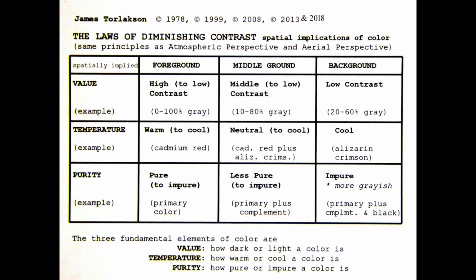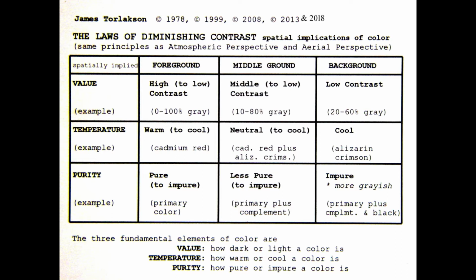Purity, which I've talked a bit about, is something you can't create. Colors are either pure coming out of the tube or they're not. And you need to know which colors are pure and which aren't, which I'm not going to explain right now. But I am going to explain that in relation to the laws of diminishing contrast, in the foreground, you could see colors that range anywhere from the purest to the most impure colors.